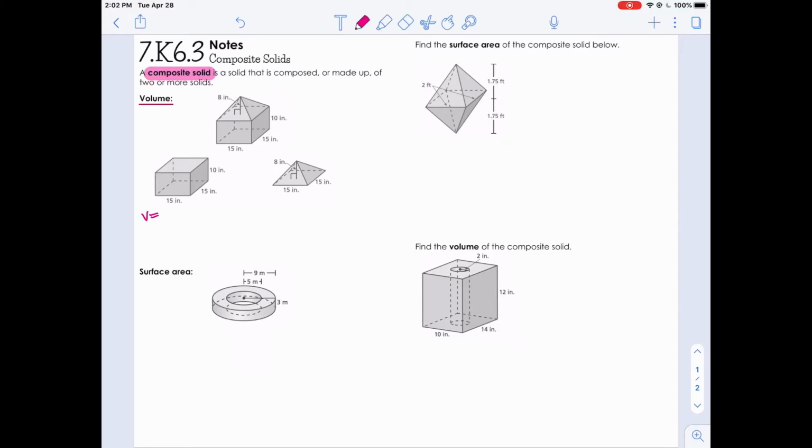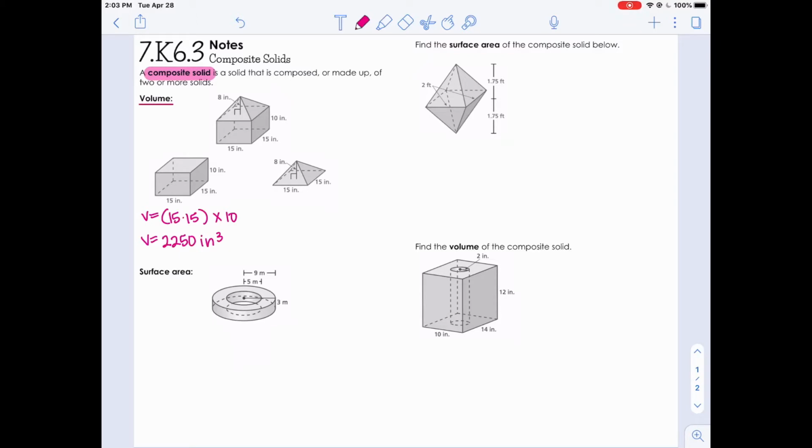We're finding the volume of a rectangular prism, and I need to multiply the base area times the height. So my base area is going to be 15 times 15, and then we're going to multiply that by the height, which is 10 inches. Let's see what that is. Very good. The total volume for our rectangular prism is 2,250 inches cubed. So that is part of our composite solid.